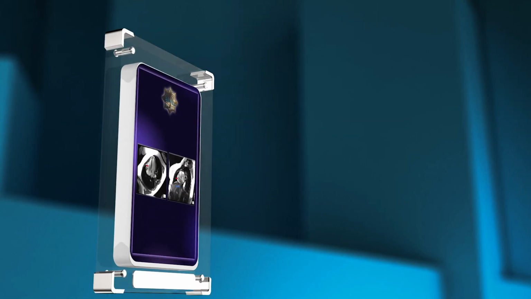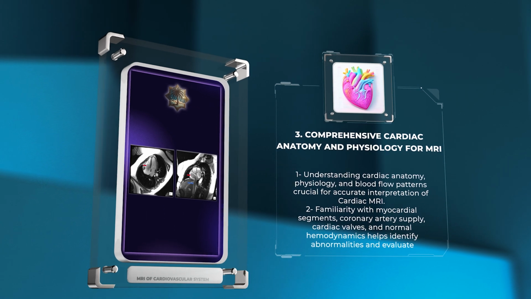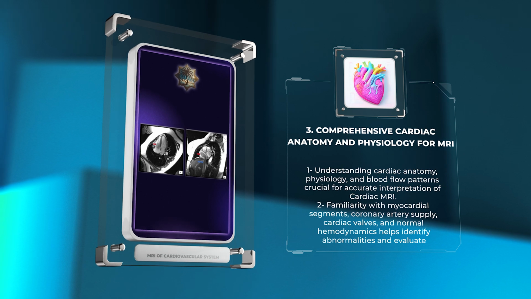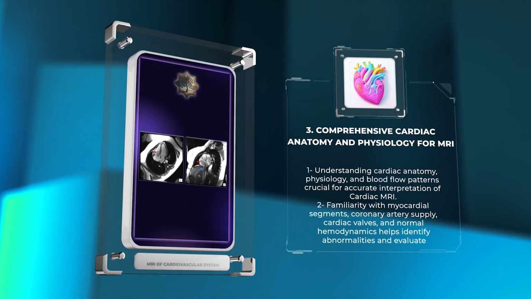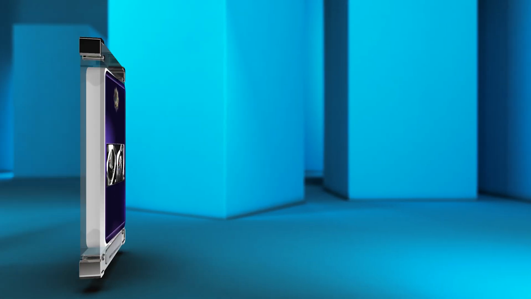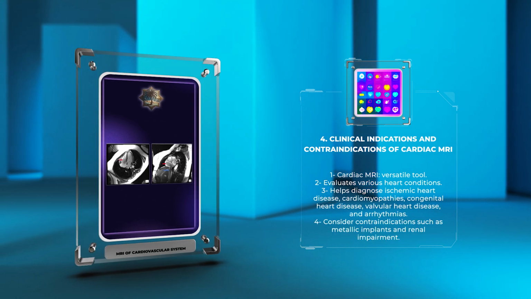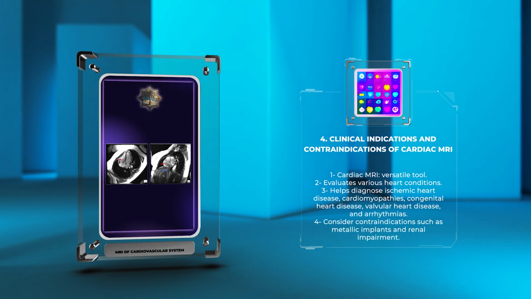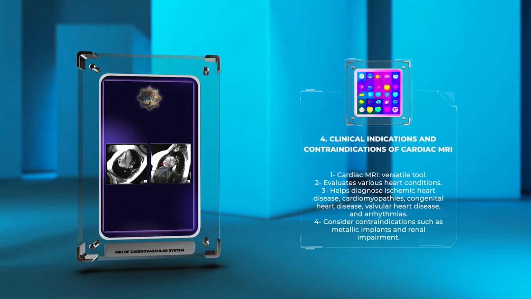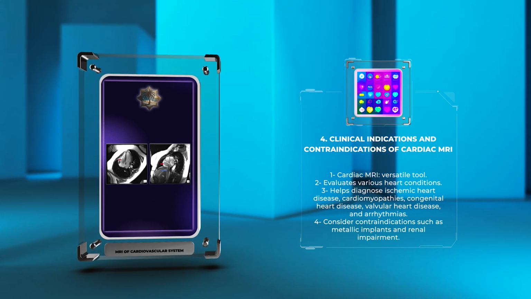In summary, for accurate interpretation of cardiac MRI, understanding cardiac anatomy, physiology, and blood flow patterns is crucial. Familiarity with myocardial segments, coronary artery supply, cardiac valves, and normal hemodynamics helps identify abnormalities and evaluate pathologies. Cardiac MRI is a versatile tool used to evaluate various heart conditions. It helps in diagnosing ischemic heart disease, cardiomyopathies, congenital heart disease, valvular heart disease, and arrhythmias. However, it is important to consider contraindications such as metallic implants and renal impairment when performing cardiac MRI.